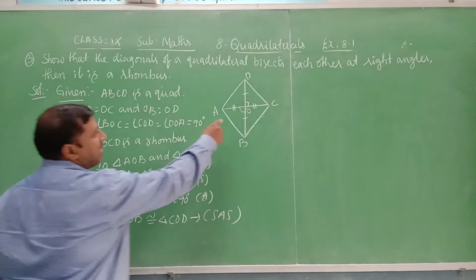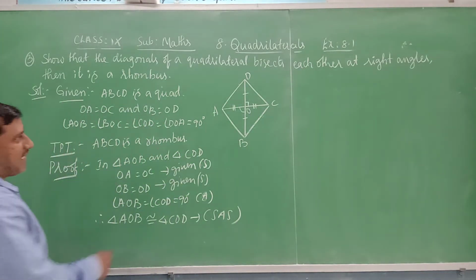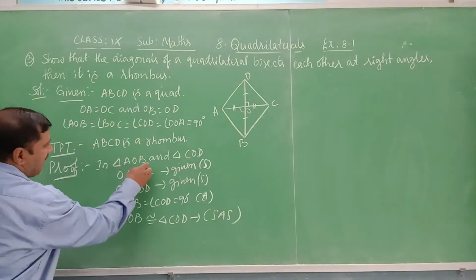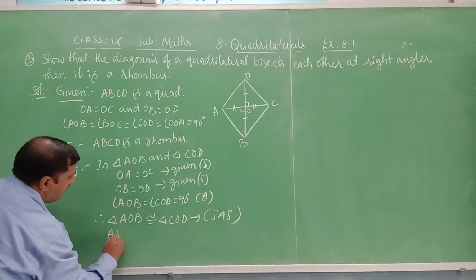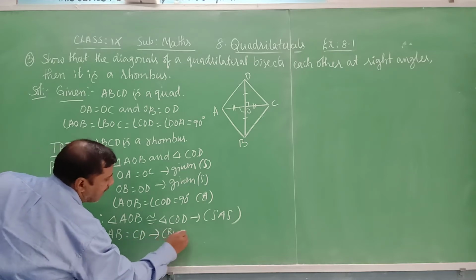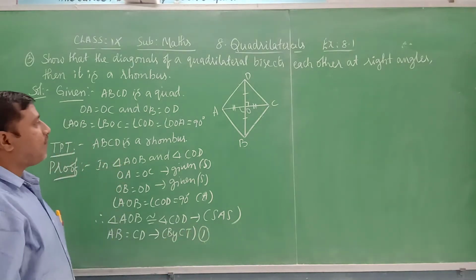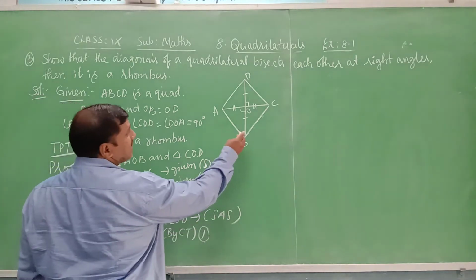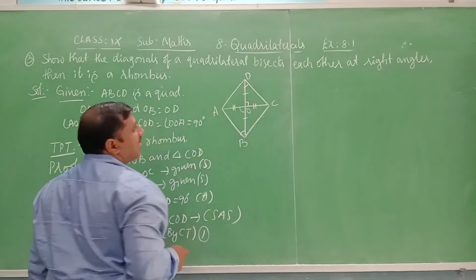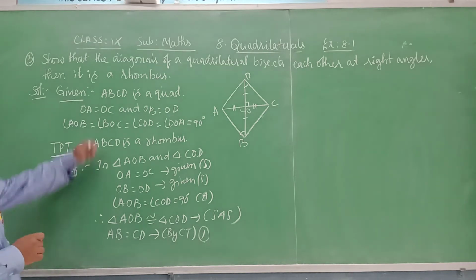Now these two triangles are congruent triangles. Now by CPCT, AB is equal to CD by CPCT. This is equation 1. And now what about these angles, angle B and angle D? What about them? They will be equal.